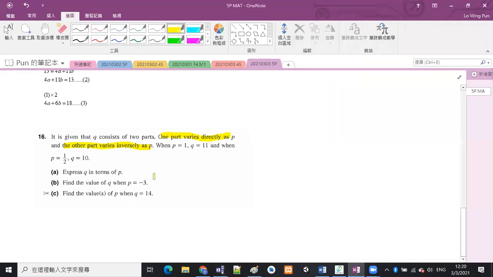Okay, and we have two groups of numbers to be put into our equation. When P is 1, Q is 11. When P is 1/2, Q is 10.